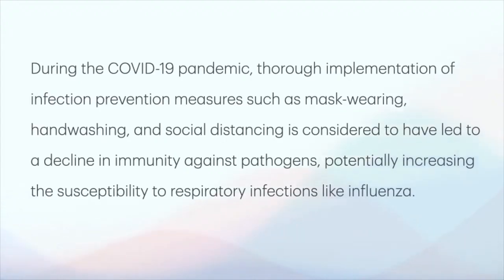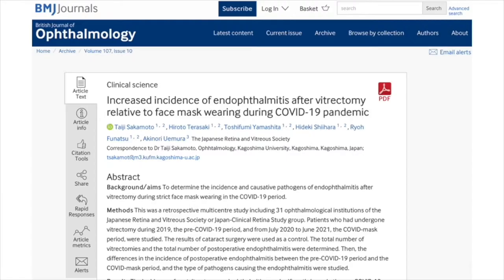During the COVID-19 pandemic, the implementation of infection prevention measures such as mask wearing, hand washing, and social distancing is considered to have led to a decline in immunity against pathogens, potentially increasing susceptibility to respiratory infections like influenza. This paper, entitled Increased Incidence of Endophthalmitis After Vitrectomy Relative to Face Mask Wearing During COVID-19 Pandemic, was published in the British Journal of Ophthalmology in 2023.